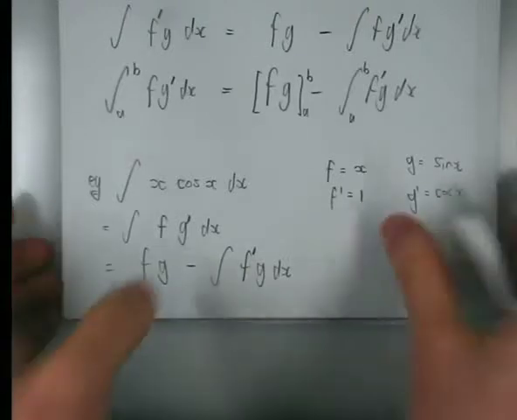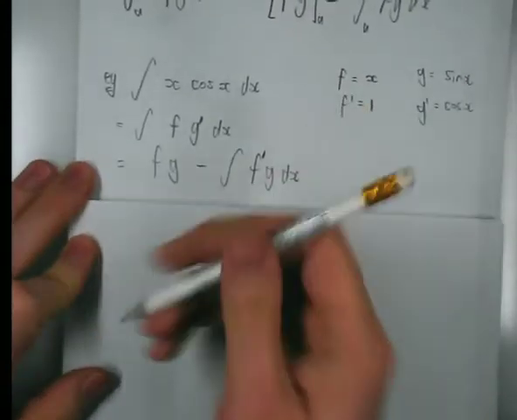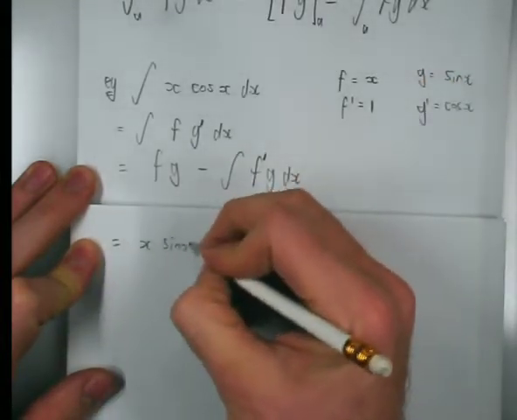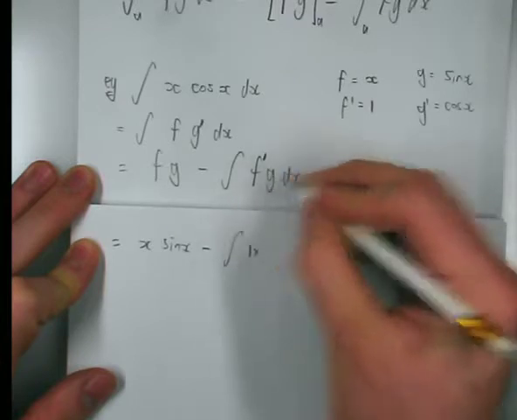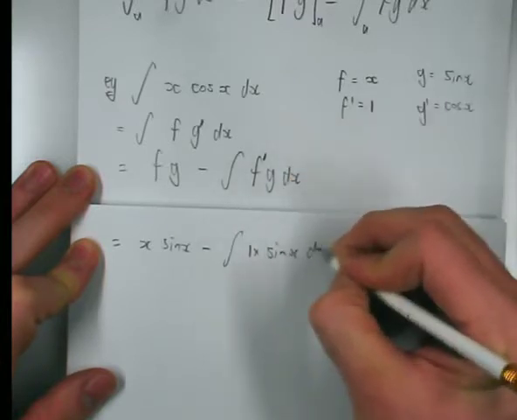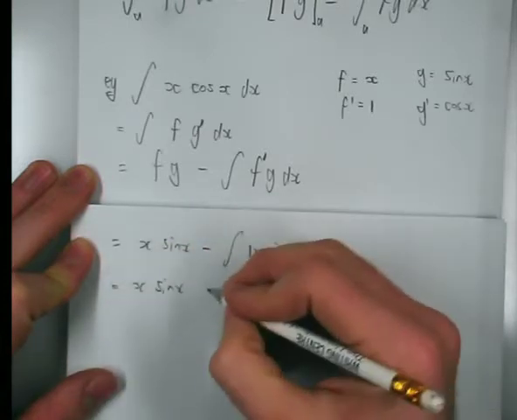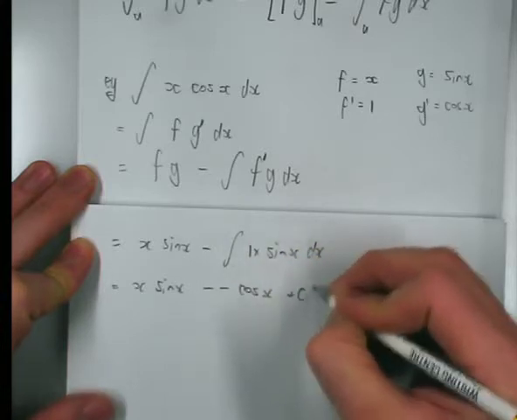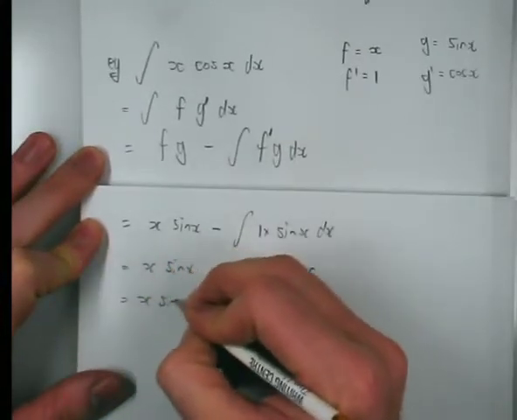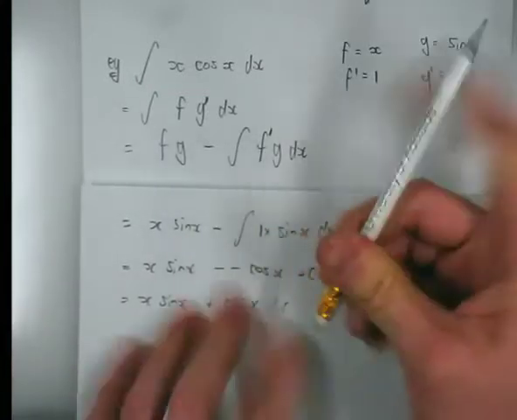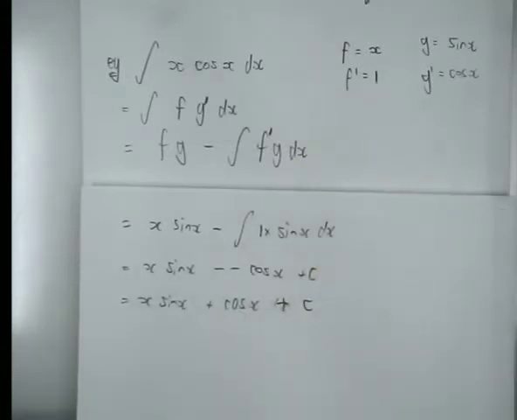So now I just sub all these in. Right, so the f is x, and the g is sine x, and the f dash is 1, and the g is still sine x. And the integral of 1 times sine x is minus cos x. Oh, no dx, sorry, plus c. Ta-da! That's integration by parts at the most basic level.